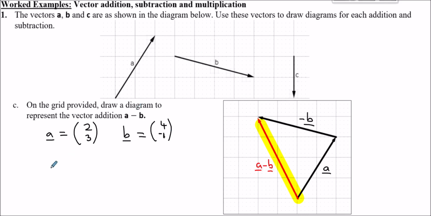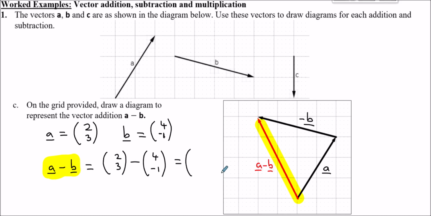So A minus B would be this vector 2, 3, minus this vector 4, minus 1. But we can see here for A minus B, just using the diagram, just by drawing it, we've gone 2 to the left, so minus 2, and overall we've gone 1, 2, 3, 4 up.